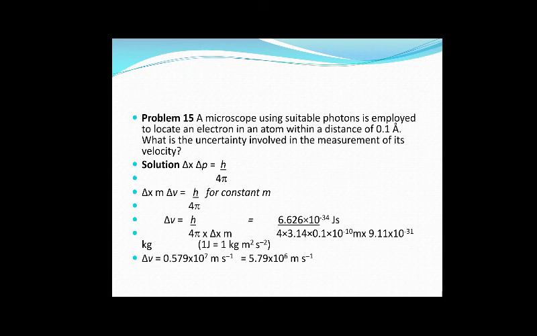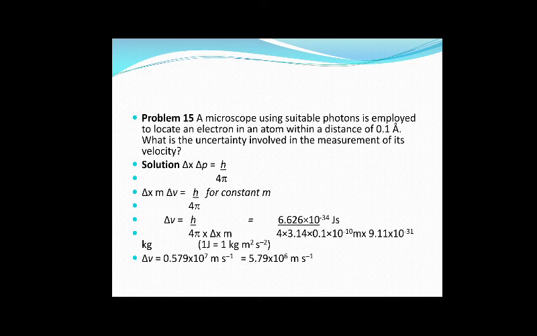See the statement: a microscope using suitable photons is employed to locate the electron in an atom within a distance of 0.1 angstrom. What is the uncertainty involved in measurement of its velocity? Means we have to calculate delta v, the uncertainty in the velocity, and definitely the uncertainty in the position has been given to us, that is 0.1 angstrom.